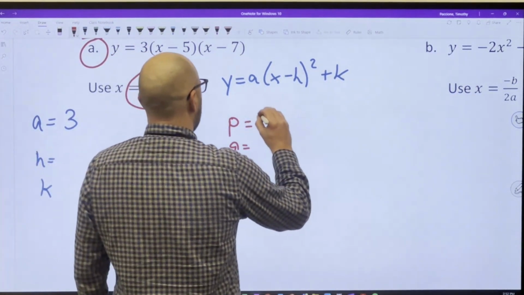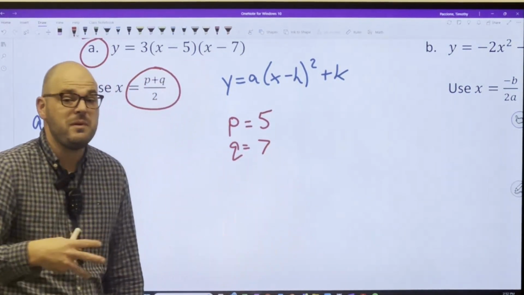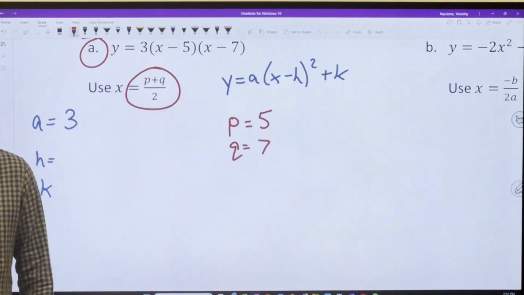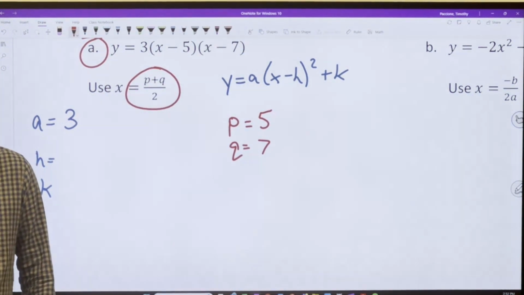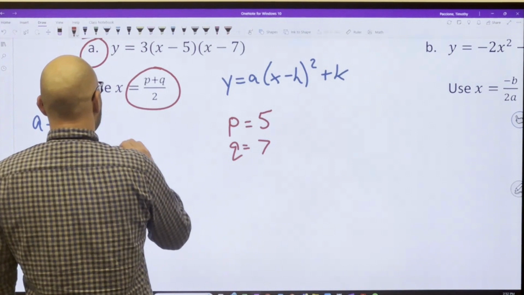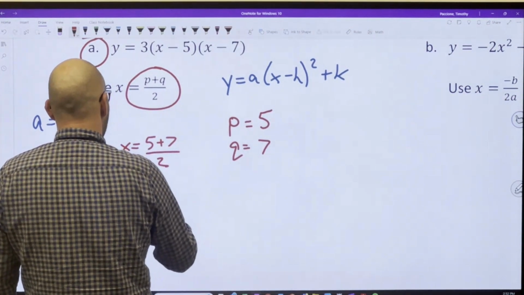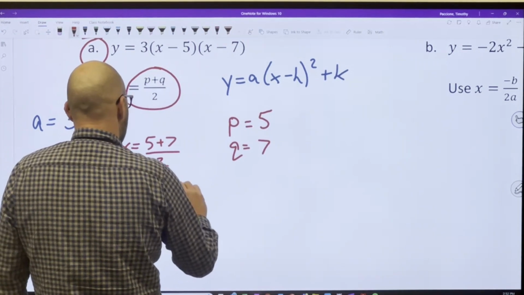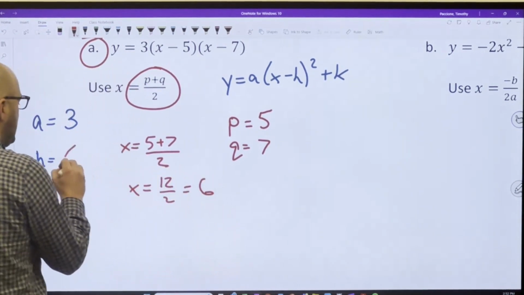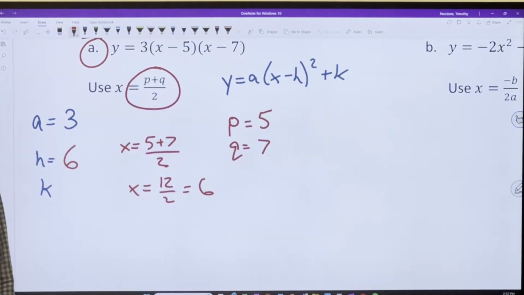Exactly. This is when we flip the sign. My p and my q are my x-intercepts. Anytime I'm asking for x-intercepts, I flip the sign from the equation. So I do x equals 5 plus 7 divided by 2. That's 12 divided by 2. That's 6. So my h is 6. That's the x of the vertex.